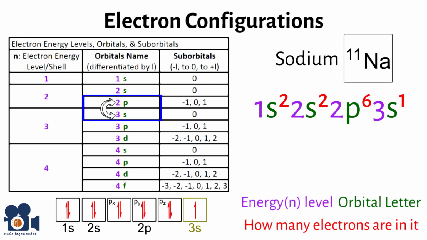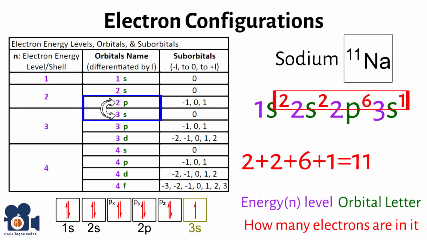By the way, if you want to find what element corresponds to an electron configuration, just add up the superscripts, and that is the atomic number.